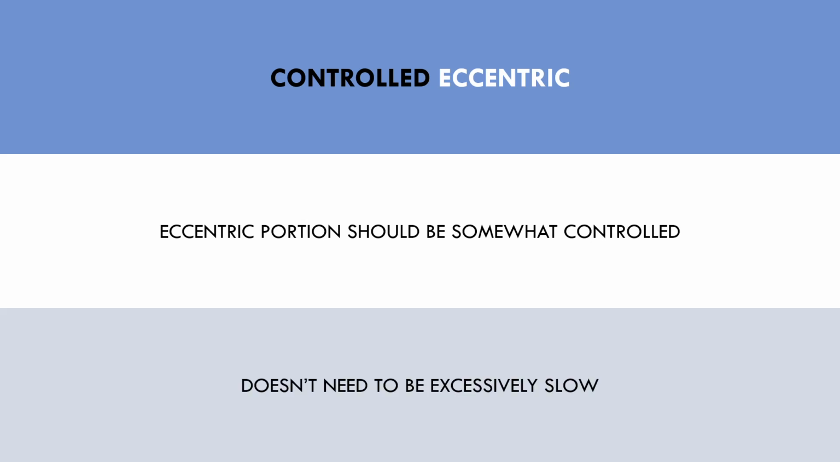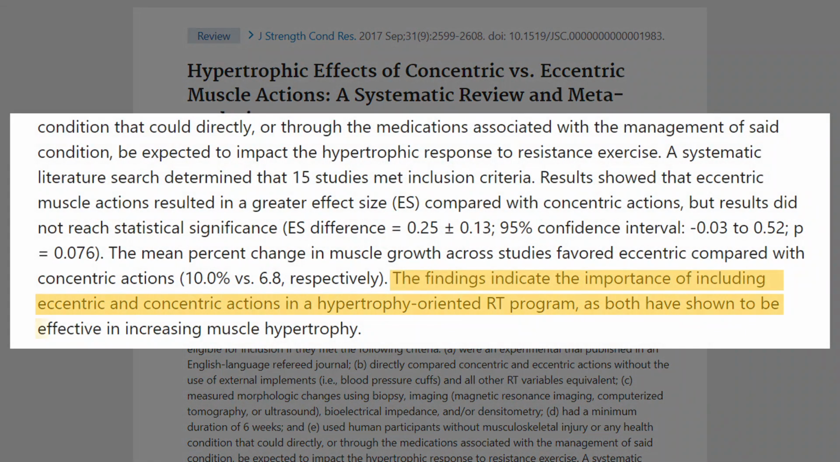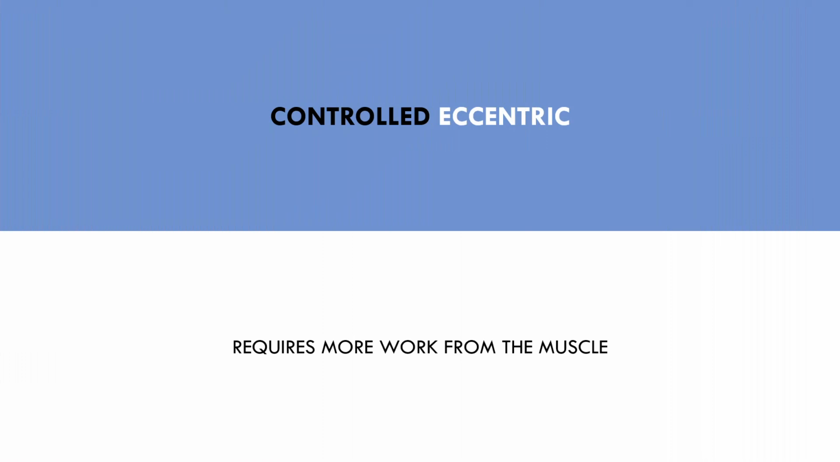This meta-analysis concluded that both concentric and eccentric muscle actions are effective at inducing muscle growth. So if this is the case, then why should the eccentric portion be controlled at all? The reason for this is because the eccentric portion is more work that the muscle could have performed. So if the eccentric portion is not controlled, then we are simply not doing half the work we could have been doing. And the last primary principle of hypertrophy training is rest periods between sets.